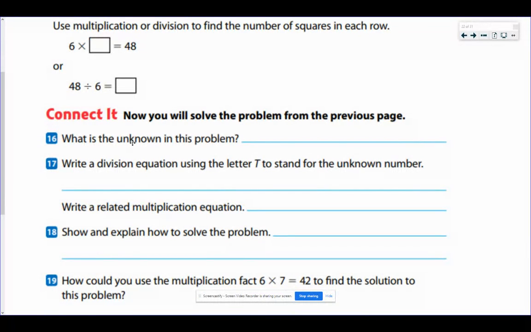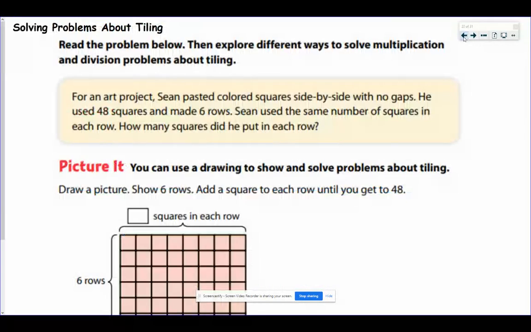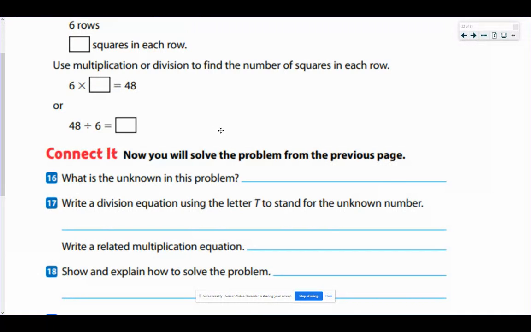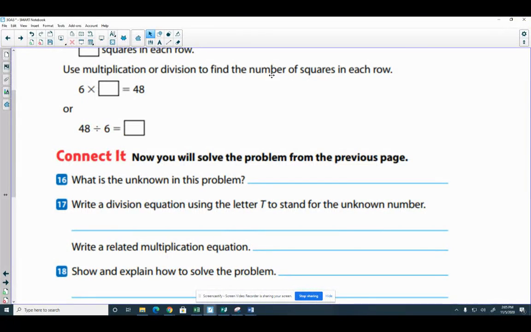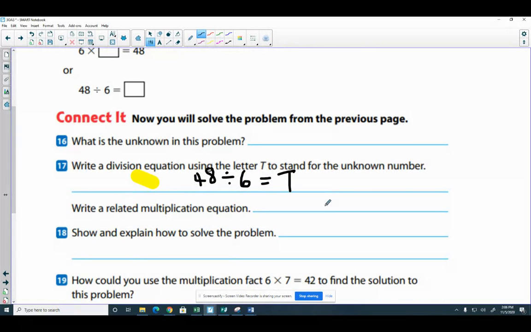The unknown in the problem, what is it? What is it that we don't know? We don't know how many squares he put in each row. Write a division equation using the letter T to stand for the unknown number. So we could say 48 divided by 6 equals T, because we don't know. And a related multiplication equation would be 6 times T equals 48.